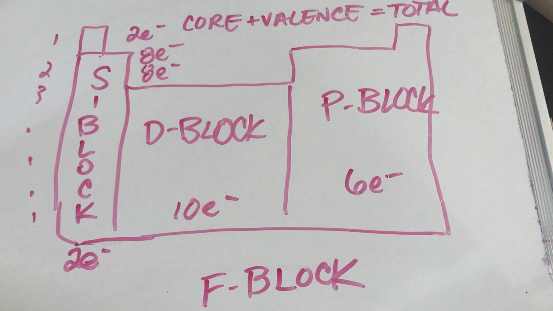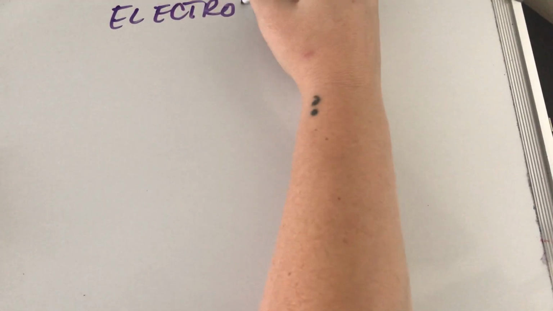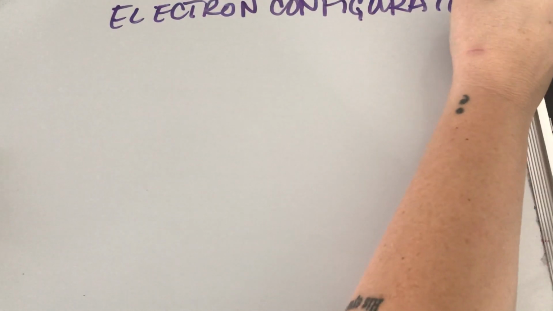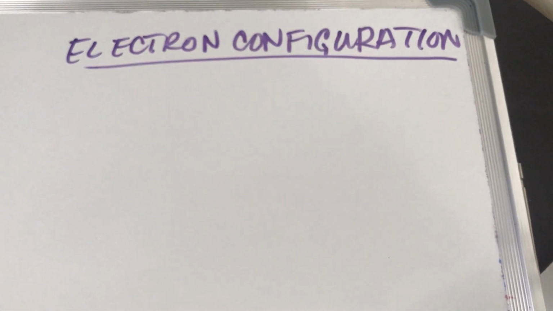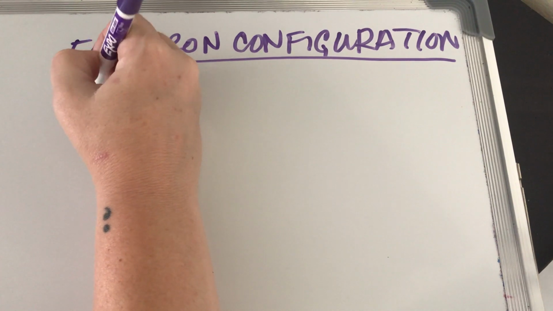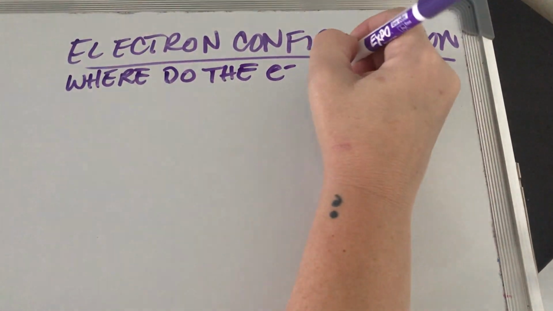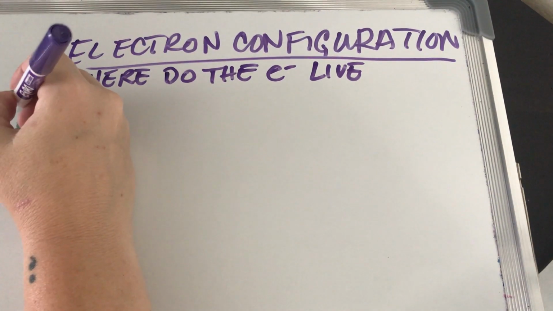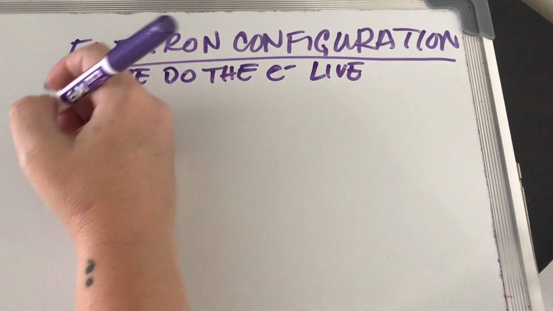So now we're going to start into electron configuration. Electron configuration is just a fancy way of saying where do the electrons live? Where are they housed? So, we're going to do the electron configuration for all of the first few elements on the periodic table.